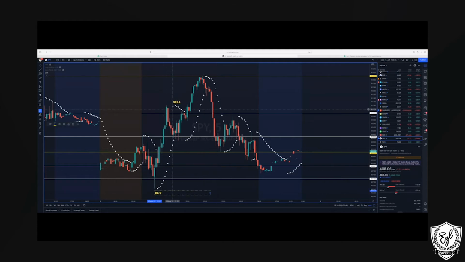So we buy here, and we sell at the top. We get another dot at the bottom, we buy again, and we sell at the top once we see that first dot at the top. These would have been super profitable trades, especially today.